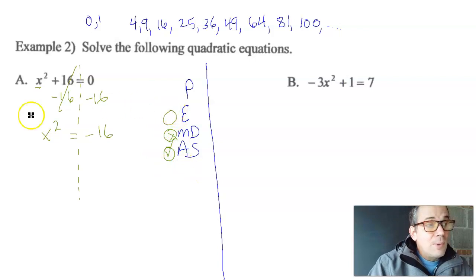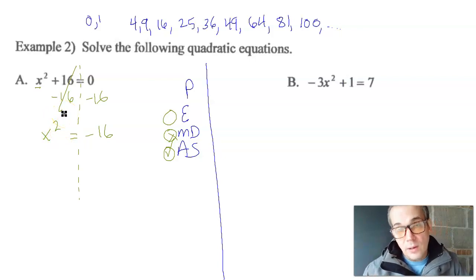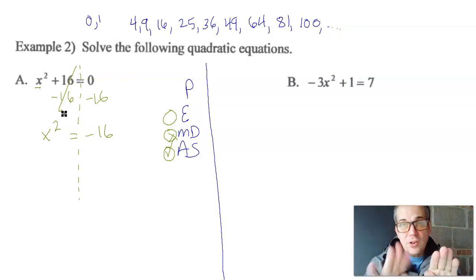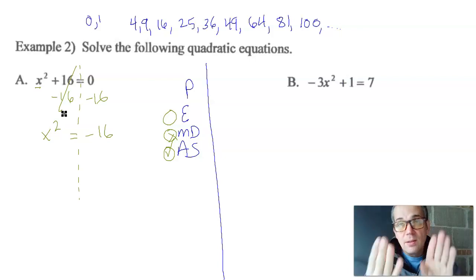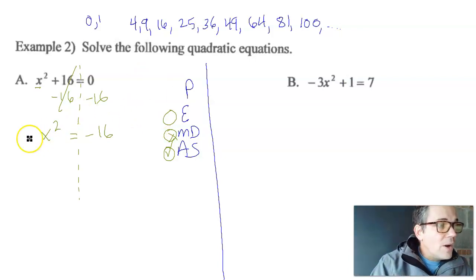And now the exponent, that squared is an exponent, and the opposite of an exponent, or at least the opposite of squaring, is square rooting, right? Addition has subtraction, they undo each other. Multiplication has division, they undo each other. And squaring and square rooting, they undo each other. So I'm going to go ahead and square root this side to get rid of the squared, and I'll square root the other side as well.